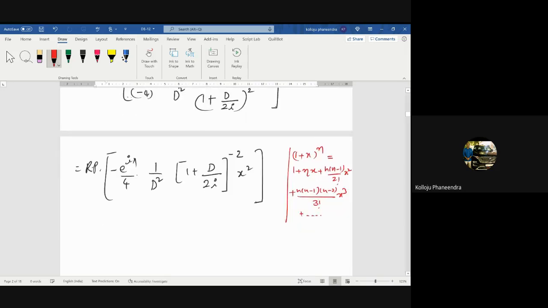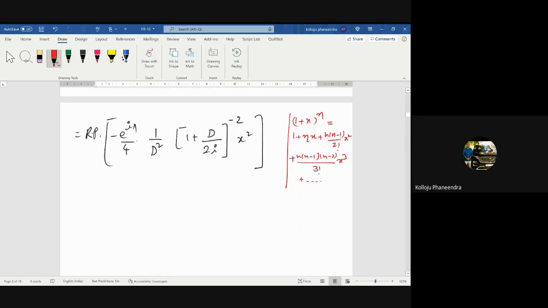Okay, series expansion formula. So here, what is the n value? The n value is negative 2. And what is the x value? This is 1 plus x, and D by 2i is the x value.